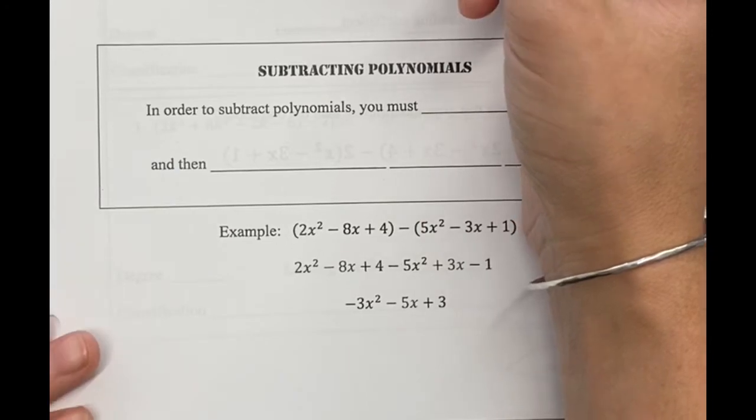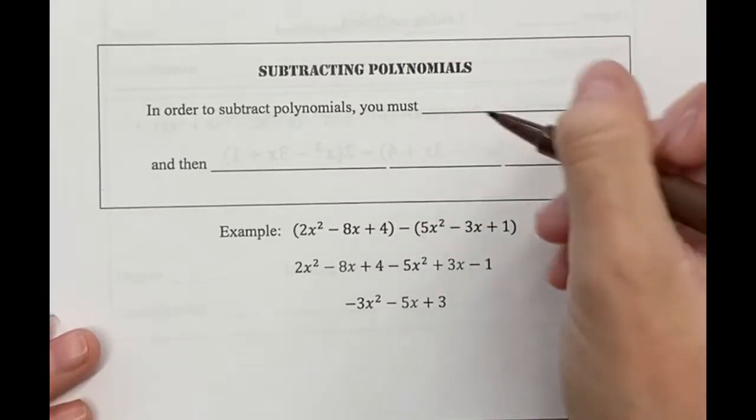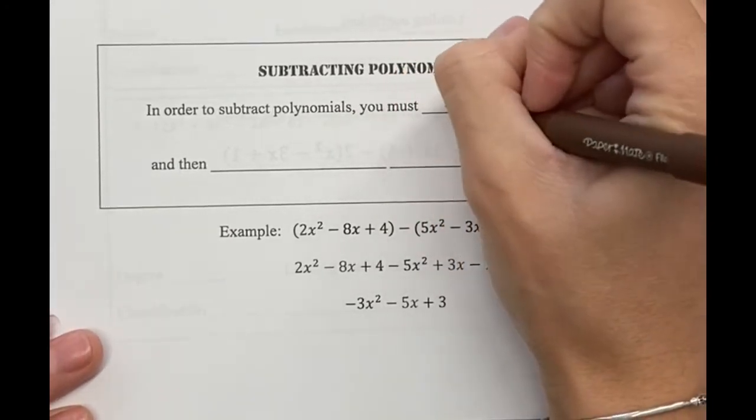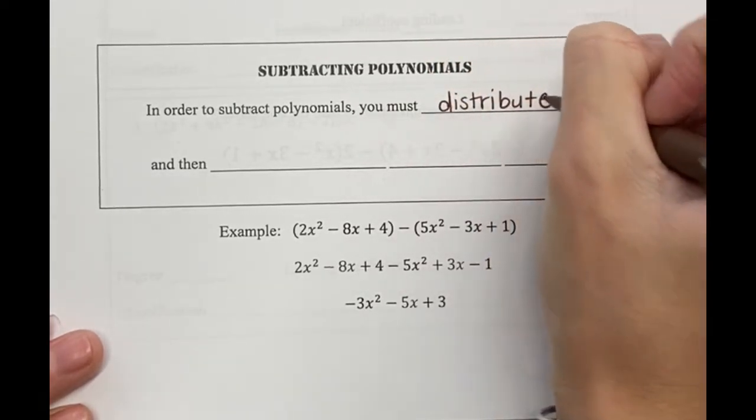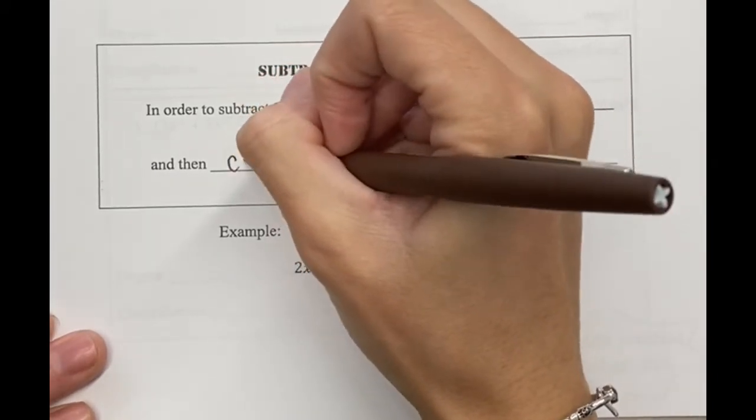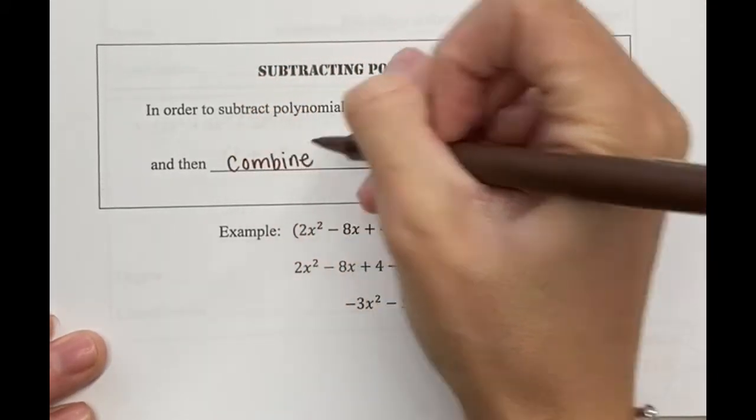So today we're going to learn how to subtract polynomials. And in order to subtract polynomials, the first thing we need to do is distribute. And then after we do that, we will just combine like terms like we did with adding.